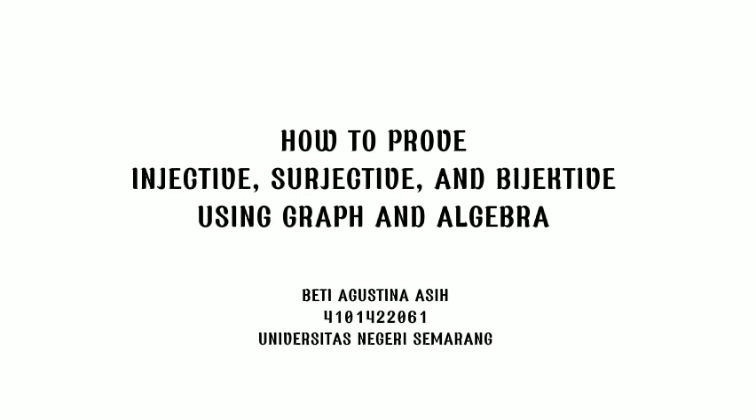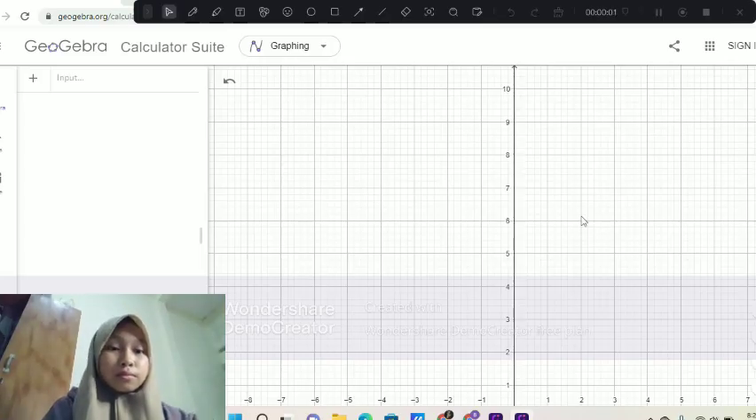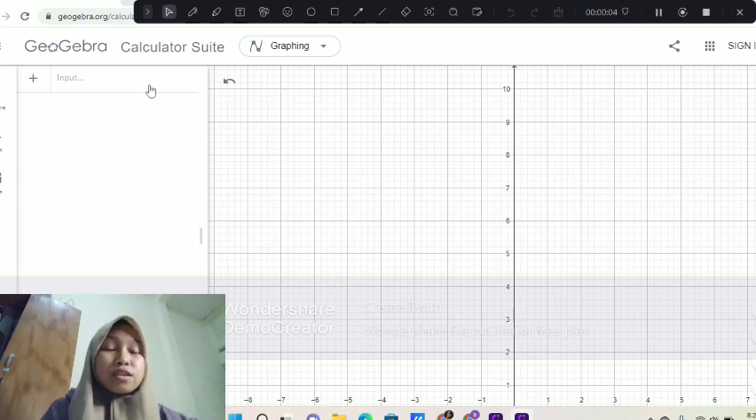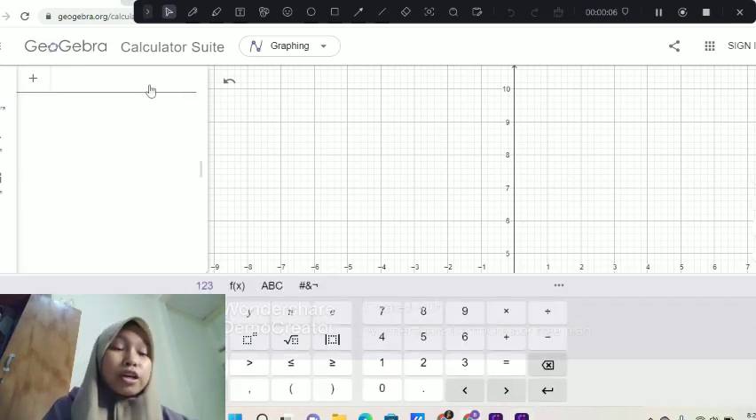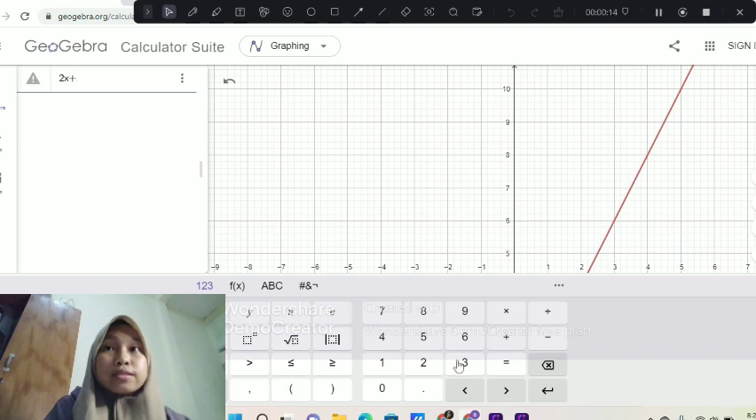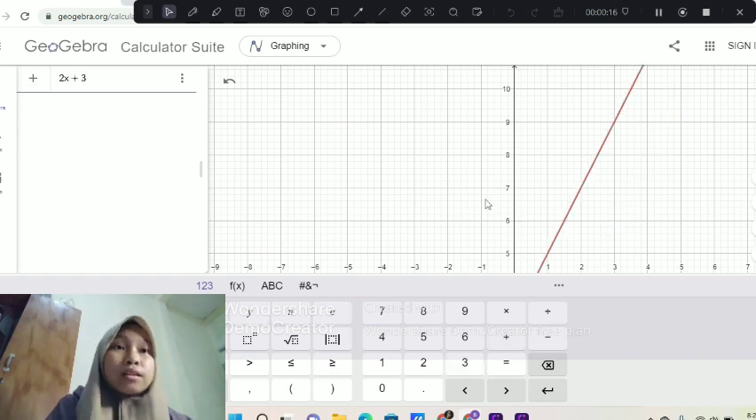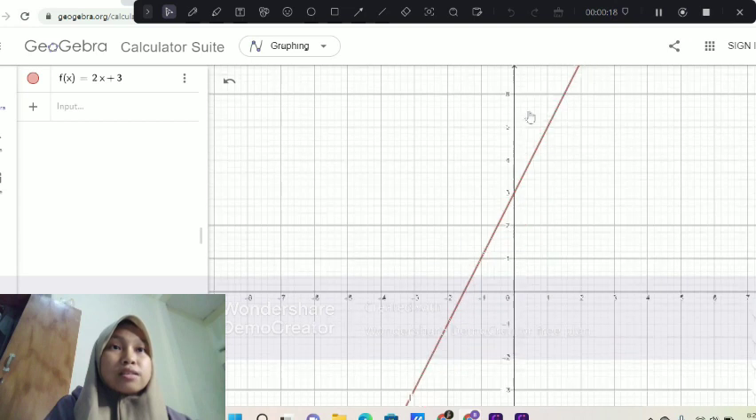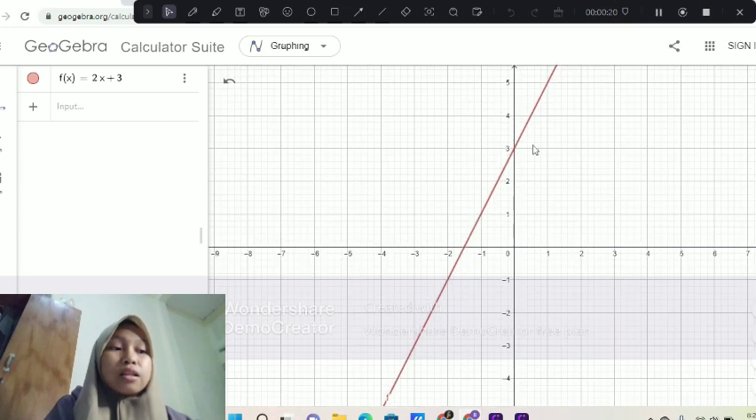My name is Beti Agustina Asih, and now I will explain how to prove injective, surjective, and bijective using graph and algebra. First, I will prove a function with a graph. I am using GeoGebra to see the graph of the function. Okay, the first function is f(x) = 2x + 3, and the graph of the function is like this, that intersects at one point on the y-axis and one point on the x-axis.